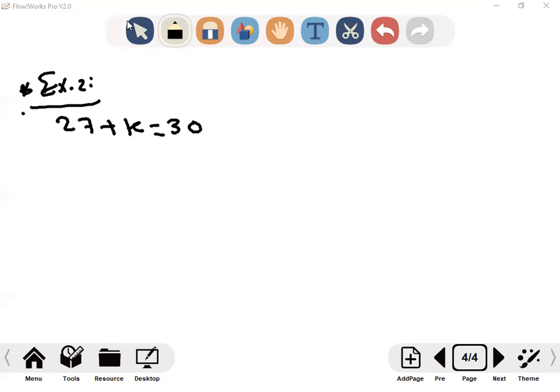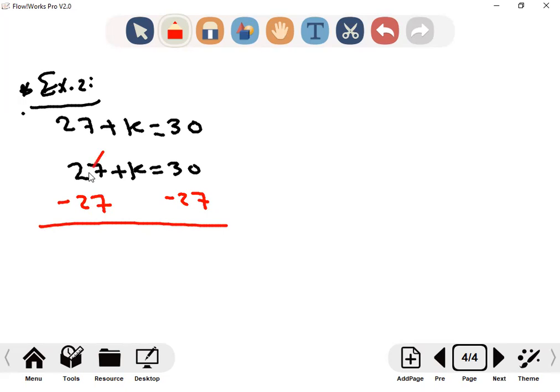Yeah, 27 plus K equals 30. Here the 27 is positive, the K is positive. I want the K alone. I need to get rid of the 27 by subtracting 27 on both sides. So here I will rewrite the equation, 27 plus K equals 30, and I will subtract 27 on both sides, like this. These are gone.